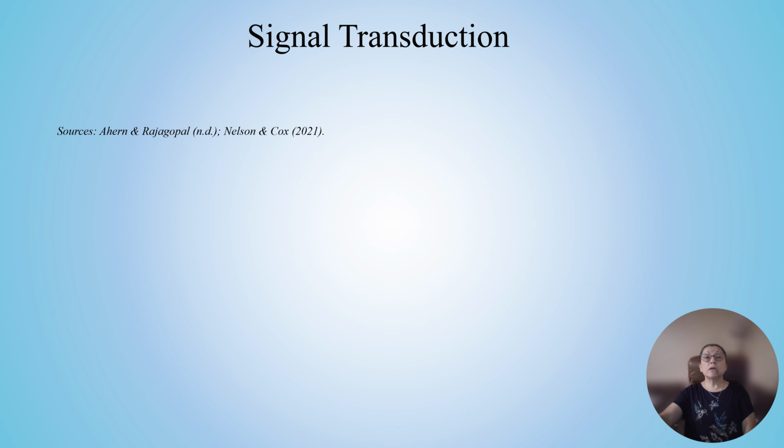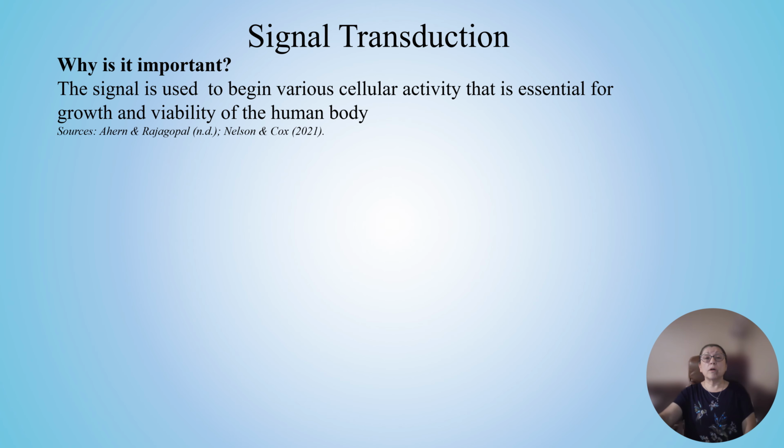On this slide, we will continue explaining signal transduction by discussing why it is important. Cells need to receive signals in order to begin processes that affect the entire human body. If the body could not send messages across a cell membrane, essential cellular processes would not occur, and the body would not be able to function properly.